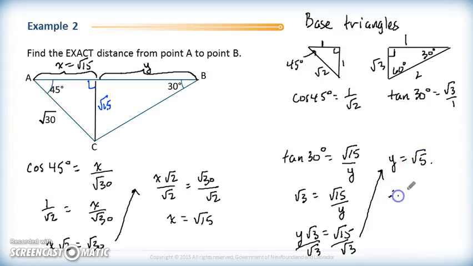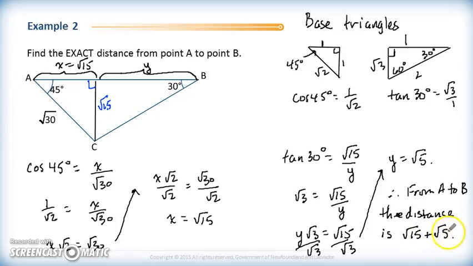Therefore, from A to B, the distance is root 15 plus root 5 units, whatever those units happen to be. And we're done.